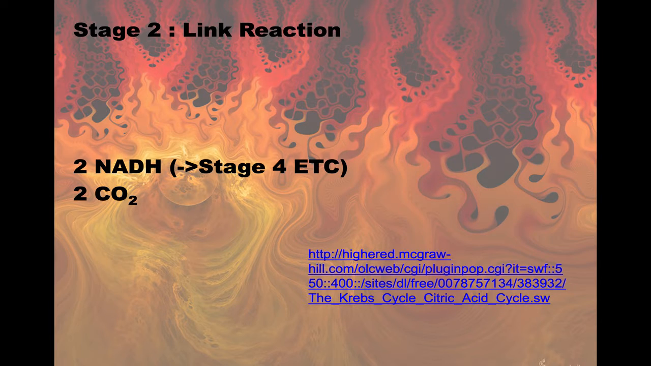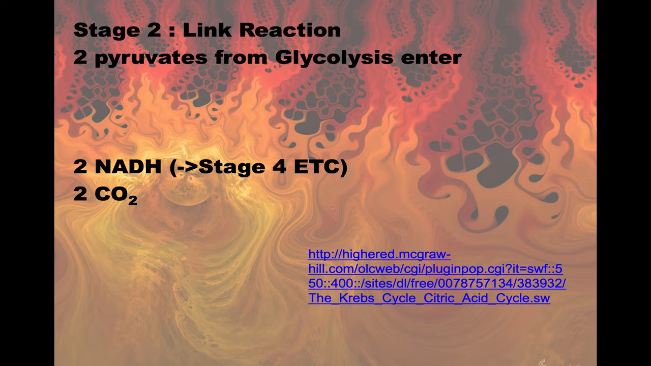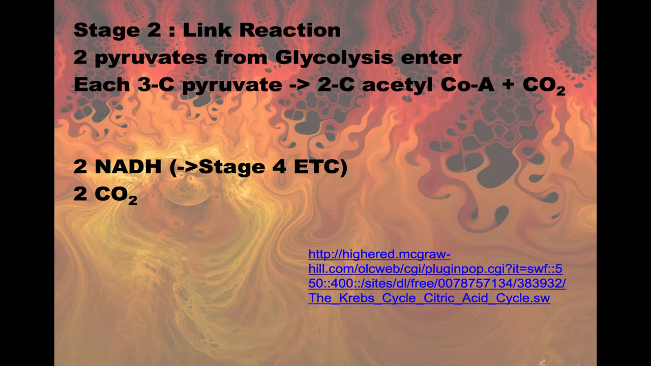So stage two is kind of, we take the products of glycolysis, which is 2 pyruvate, we zhuzh them up a little bit so that they can go on to the next stage. We don't really get any energy out of this. So we take the 2 pyruvates from glycolysis, which are going to enter the link reaction. So you've got a 3-carbon pyruvate, you get two of those. Ends up with two carbon acetyl-CoA and a little bit of carbon dioxide.